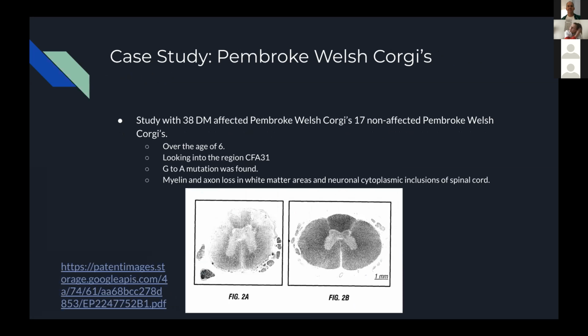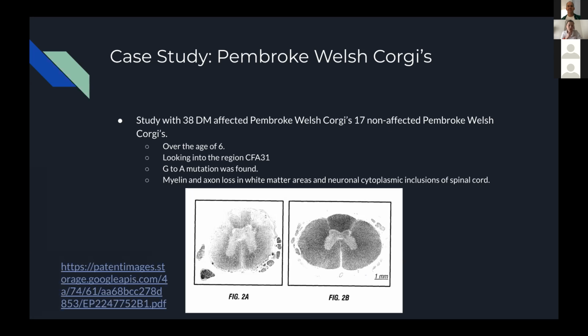In a case study they did on Pembroke Welsh Corgis, they took 38 DM-affected Pembroke Welsh Corgis and 17 non-affected Pembroke Welsh Corgis. They were all over the age of 6. They looked into the region CFA31, which is basically that chromosome 31 I was talking about. That's when they found the G to A mutation in this case study.